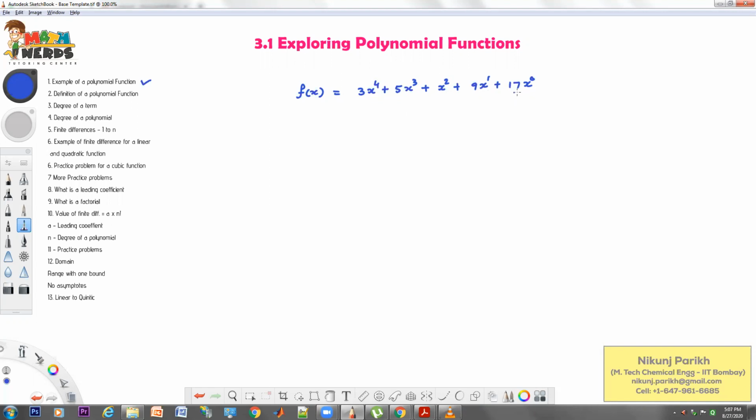Now, if I simplify this, then x raised to 0 is 1. So I can rewrite this as f(x) equals 3x raised to 4 plus 5x cubed plus x squared plus 9x plus 17. I can still show 1 here. Okay.